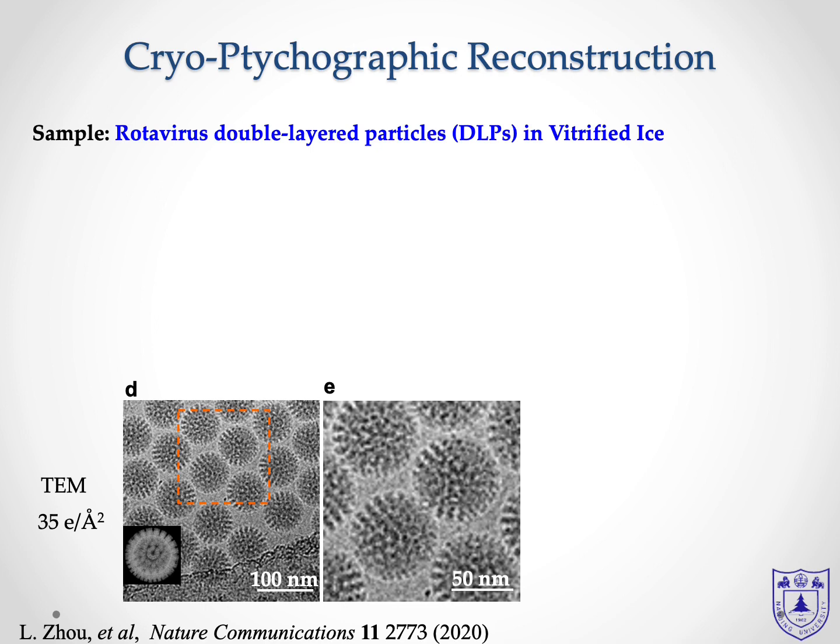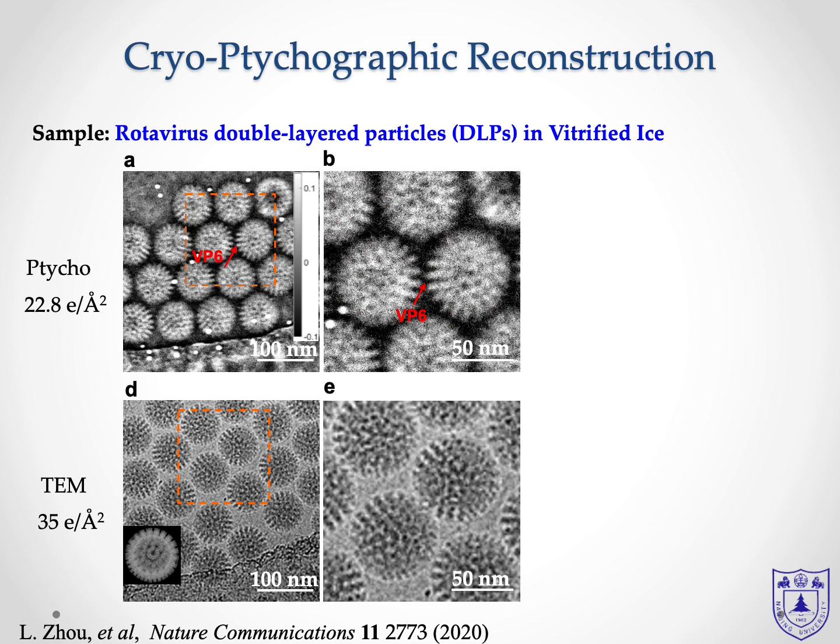This is a conventional defocused cryo-TEM image at a dose of 35 electrons per square angstrom. This is the ptychography phase of the object at a dose of 23 electrons per square angstrom. In this enlarged image, the phase shows a strong contrast from viral particles. Both the capsid trimer of the viral protein 6 and the channel between them can be clearly seen.